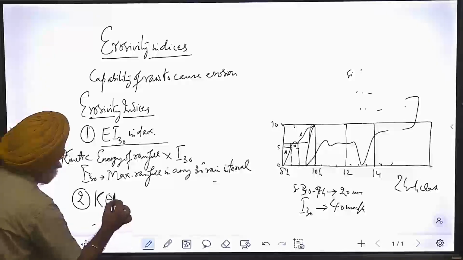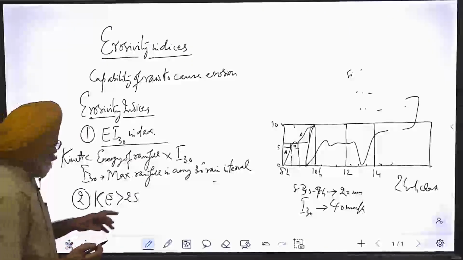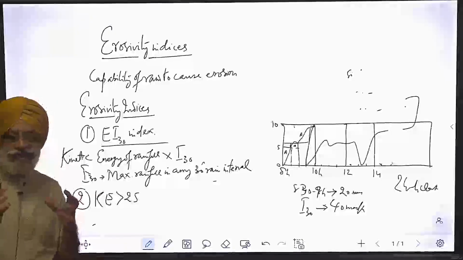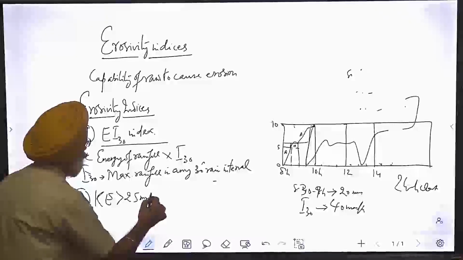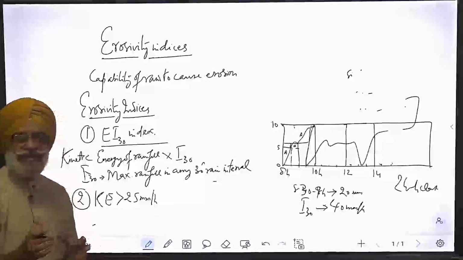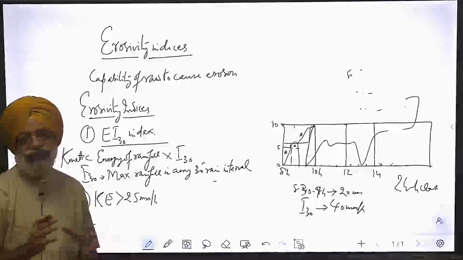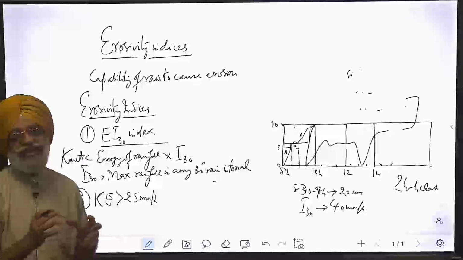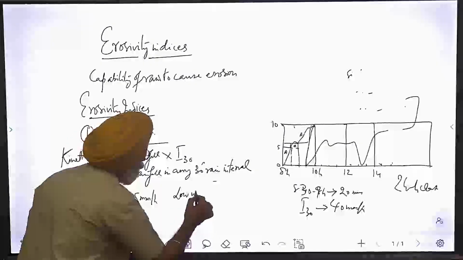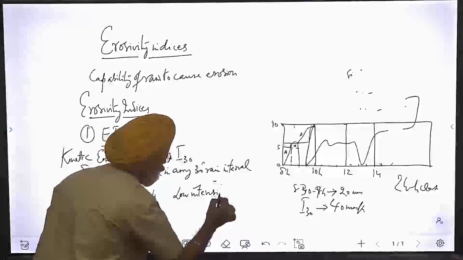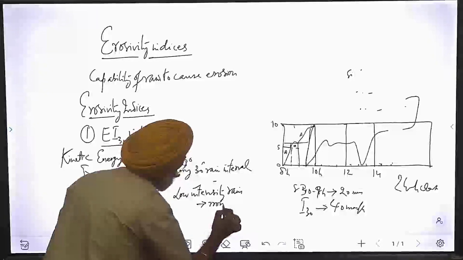Second is kinetic energy greater than 25. Now, what does this mean? Basically, this 25 is intensity, 25 millimeter per hour. Now, the hypothesis is that the rain at low intensities is non-erosive, it does not cause any erosion. Even if some rain is there, low intensity rain, this is non-erosive.